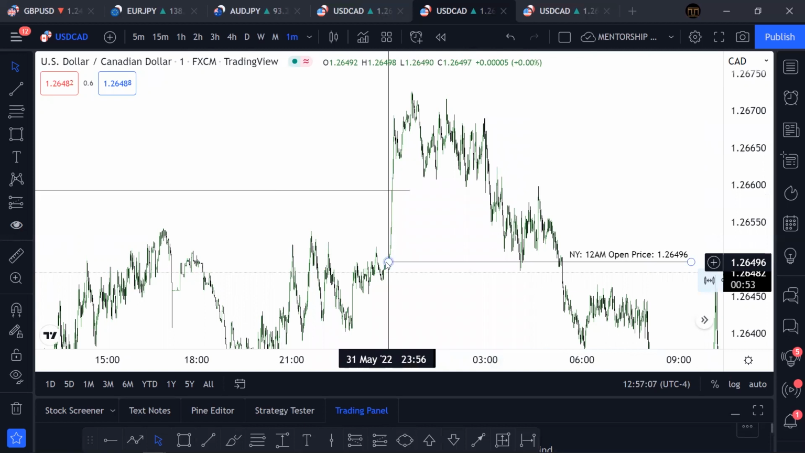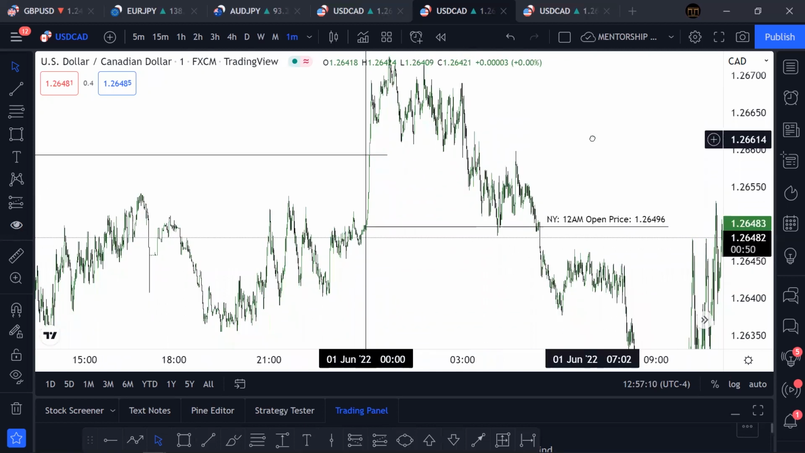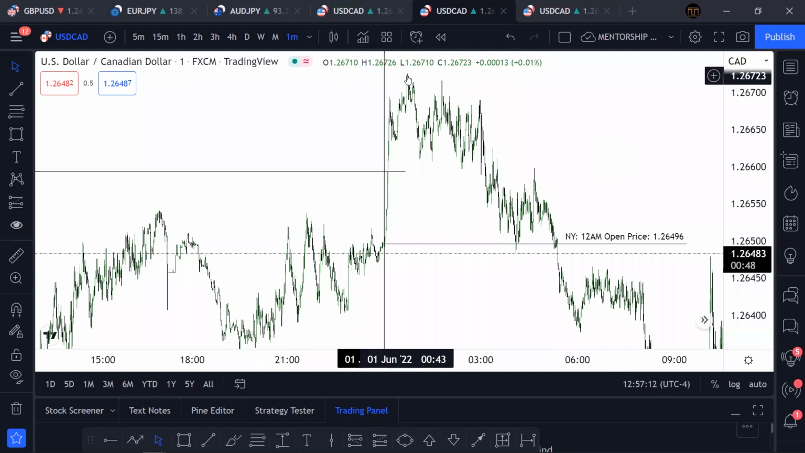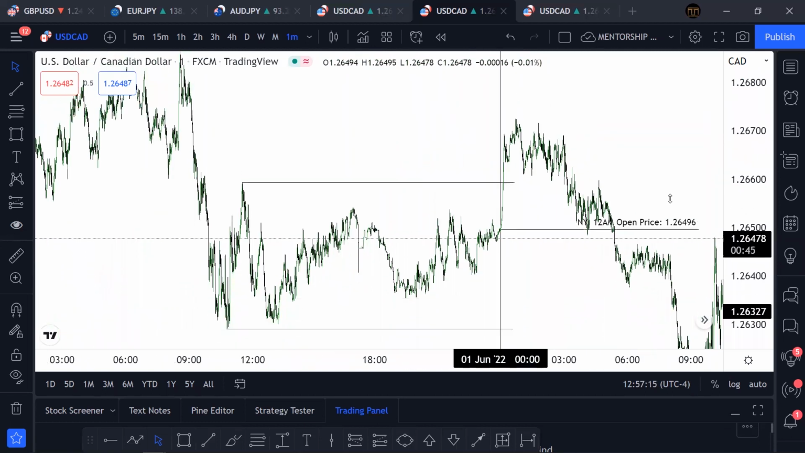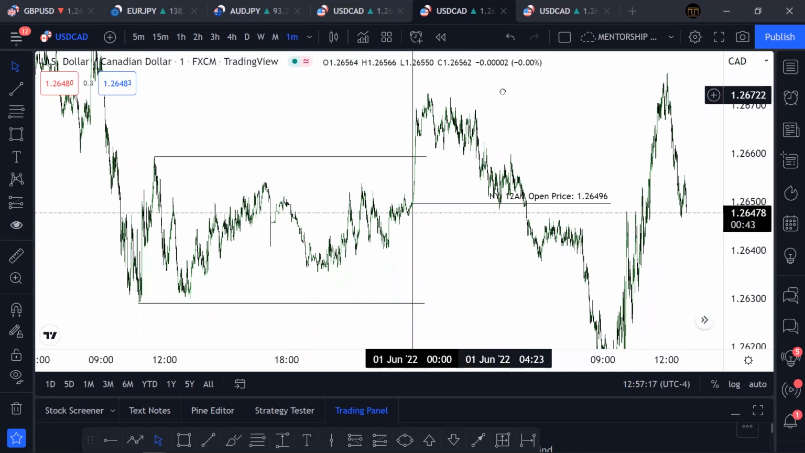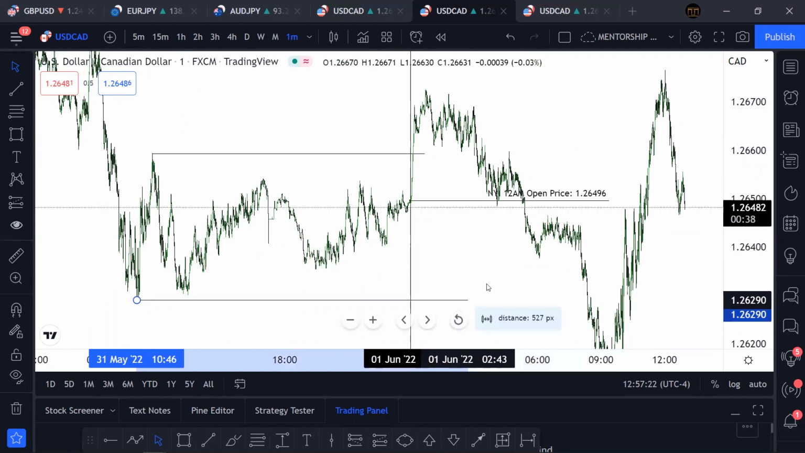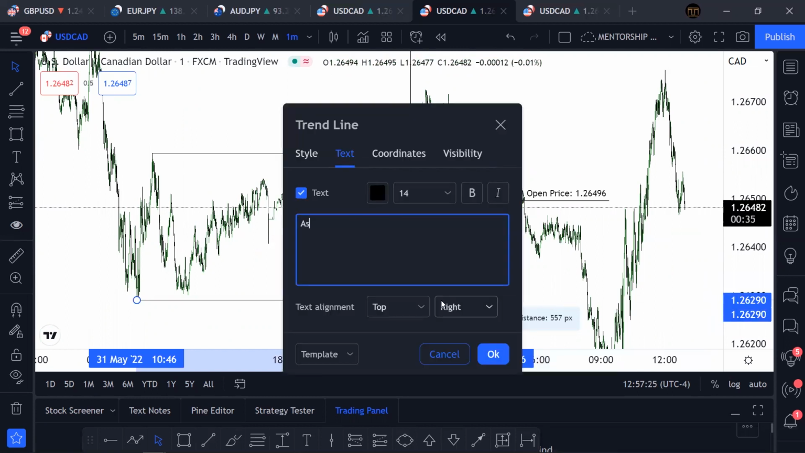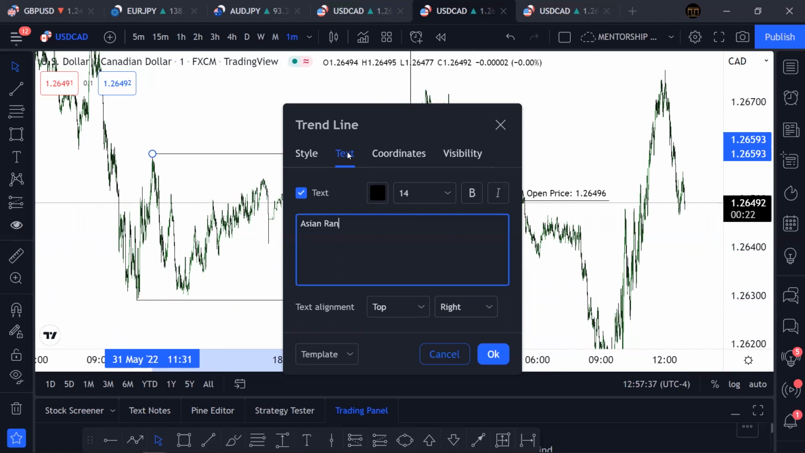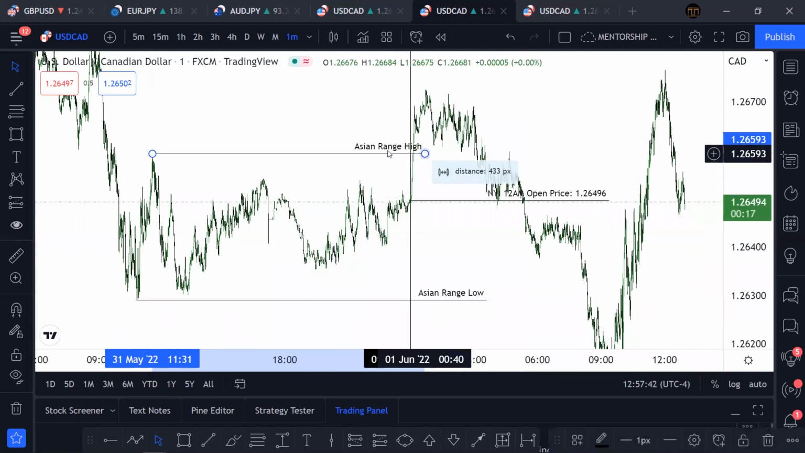This black candle here on a 1 minute chart, this is the manipulation. Manipulation was a drop. Where exactly are we heading to? Below the Asian range low. If you want, you name this Asian range low. And if you want, you name this Asian range high. That is Yagala.